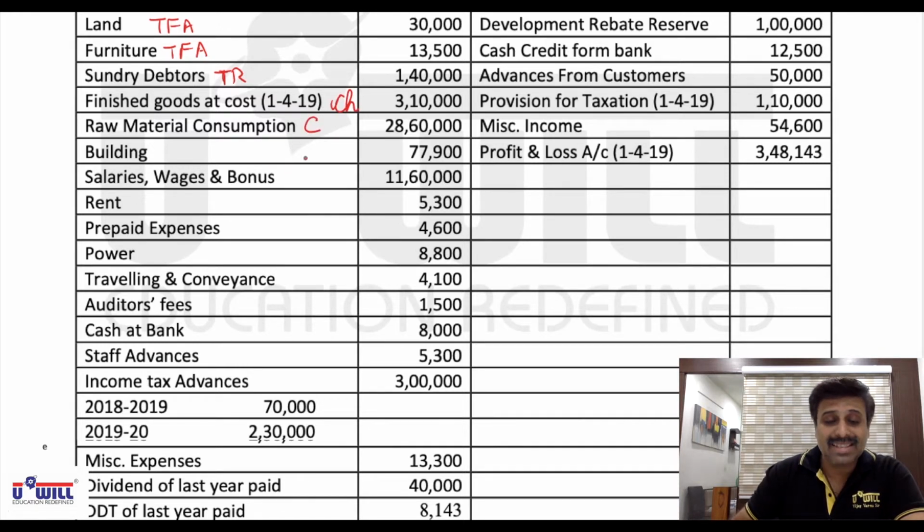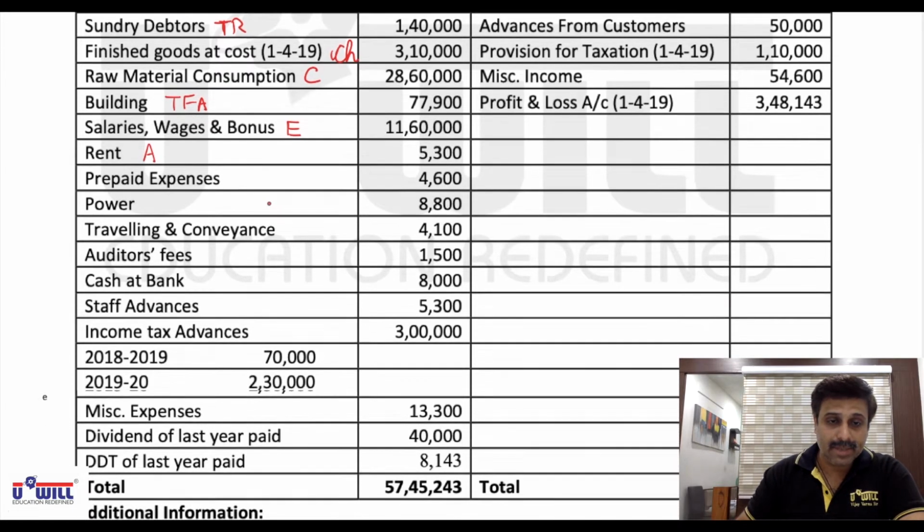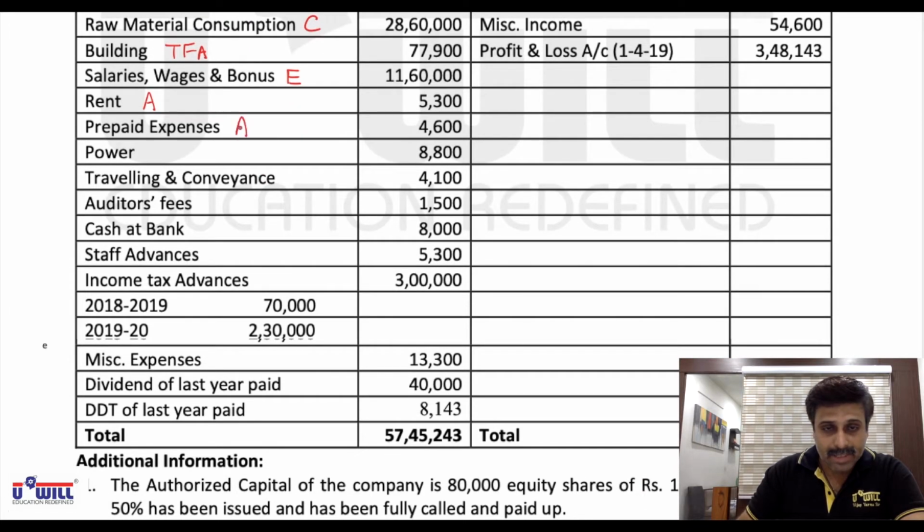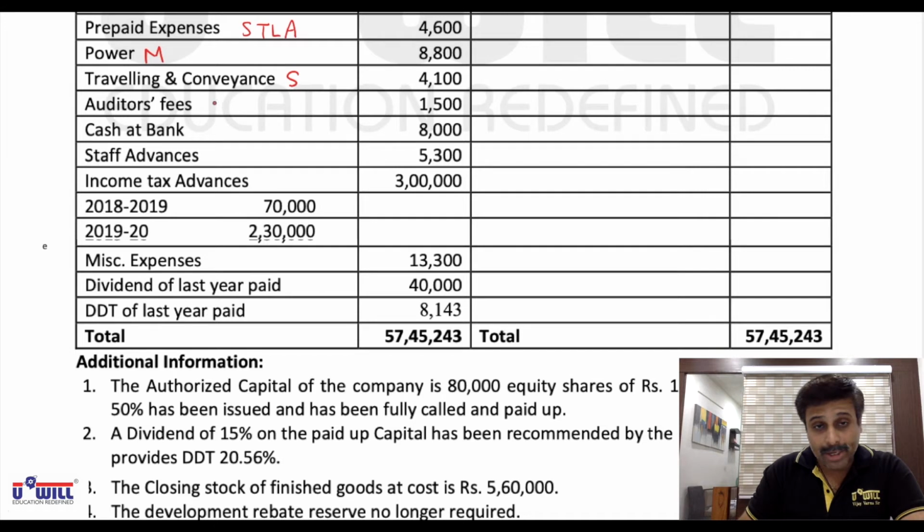Raw material consumed, C, consumption of raw materials. Building, tangible fixed assets. Salaries and wages and bonus, employees benefit, E. Rent, administrative expense, A. Prepaid expenses, prepaid expense will be short-term loans and advances, STLA. Power, miscellaneous expense, M. Traveling and conveyance, selling expense, S. Auditors fees, administrative expense, A. Cash at bank, cash and cash equivalent, CCE. Staff advances, short-term loans and advances, STLA.